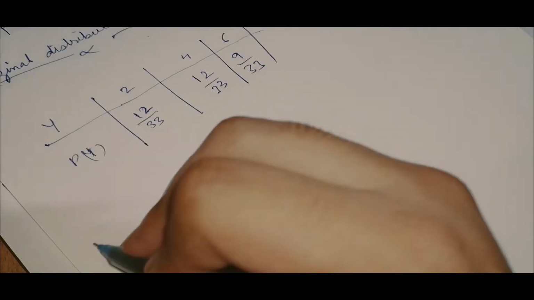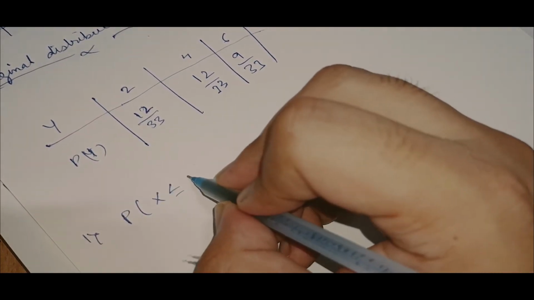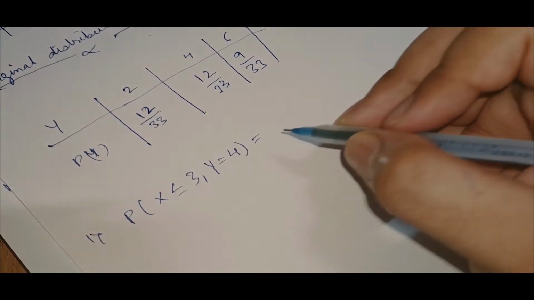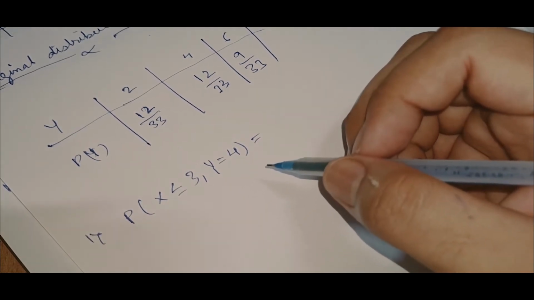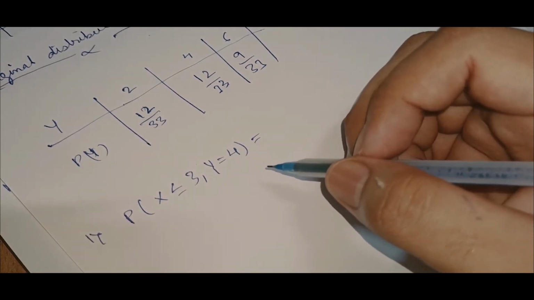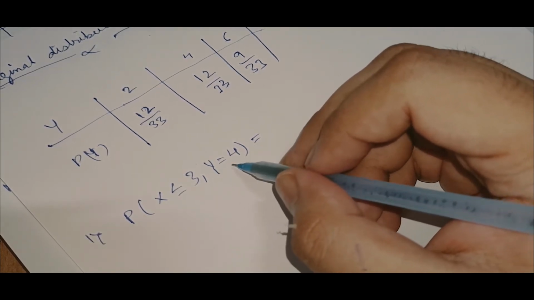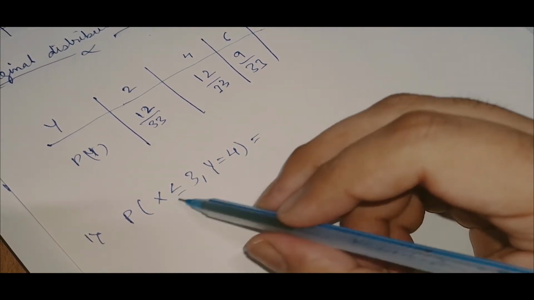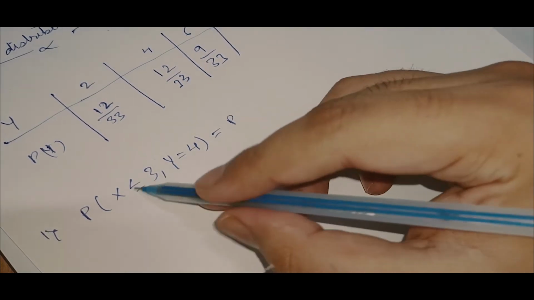Now the first question is the probability of x less than or equal to 3 and y equal to 4. So how do we do that? For this type of question, you need to fix one value. Here one value is fixed, y is equal to 4. So what varies? Only x varies. So write every x value separately; it should be less than or equal to 3.